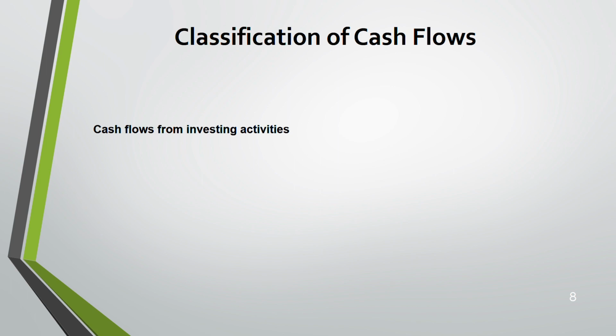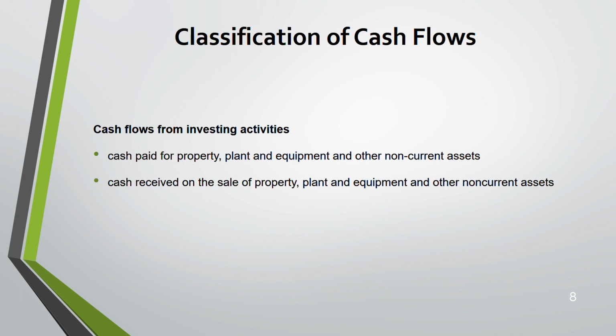Now let us go through the other two activities. Investing activity is the second classification of cash flow. Here, basically, is what you paid in cash to buy your property, plant, equipment, or any other non-current assets. Also, the cash received is included, not just the payment. Sometimes you might sell the non-current asset and receive the cash. That is also under investing activity.